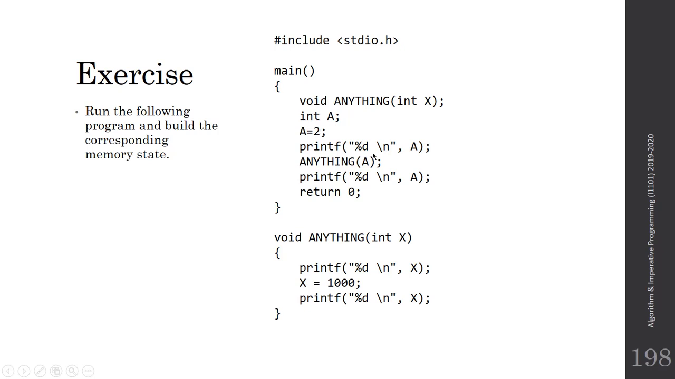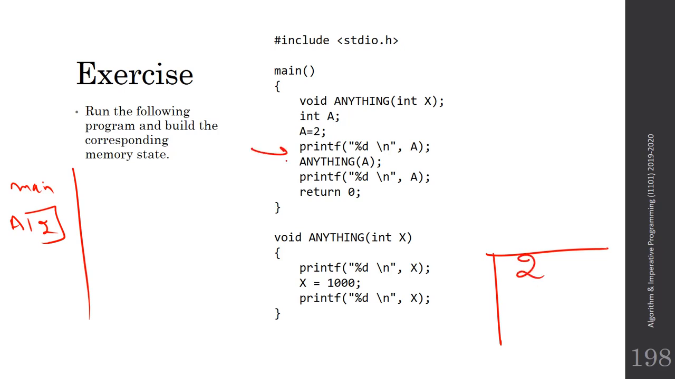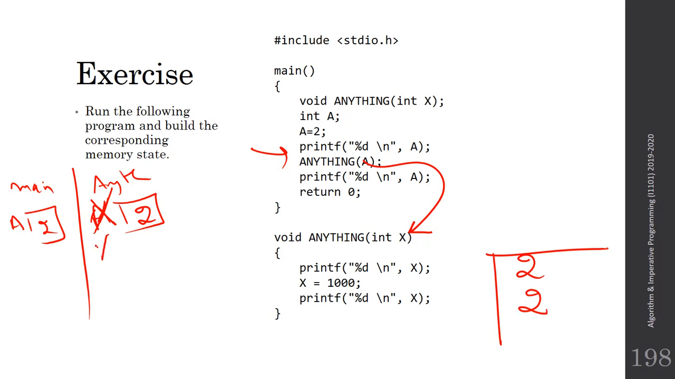Let's move to the second one. Again, we have the main function. It uses one function called anything, and we have a variable A. A contains 2, and on the screen, I will print A. Then I will call the function anything with A. Anything has one variable, and the value of A will go to X, which is equal to 2. So I will print X, 2, and then in X I should place 1000, and then I will print 1000. Then anything finishes, and then I print A, which is equal to 2. We just need to pay attention that local variables are local to each function.